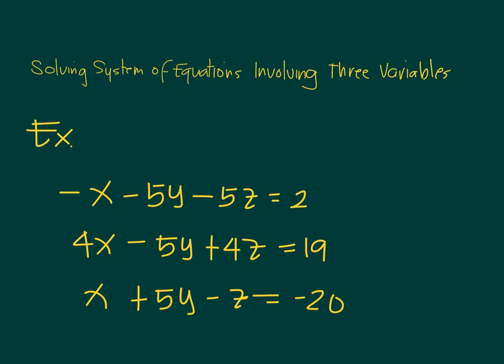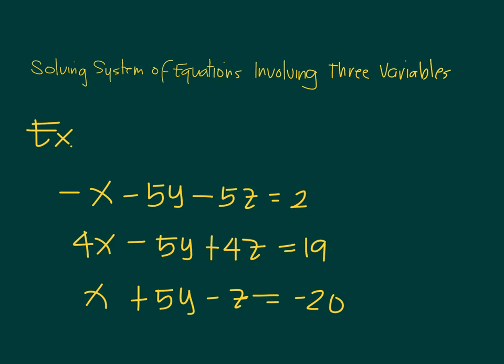Okay, so in this video, I'm going to teach you how to solve systems of equations involving three variables. We can see an example here on the screen: negative x minus 5y minus 5z equals 2, 4x minus 5y plus 4z equals 19, and x plus 5y minus z is equal to negative 20.